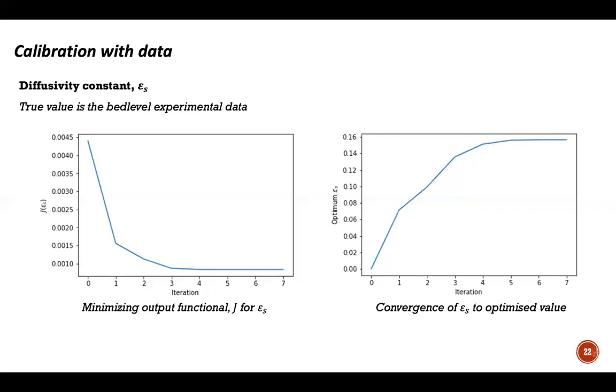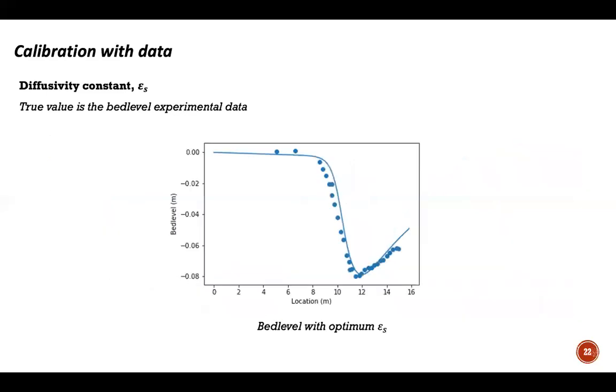So that seems physically sensible, and it seems like our algorithm is doing the right thing. If we use that value of 0.16, this is what the comparison between the experimental data and the bed level looks like. It's done a pretty reasonably good job. Where it's not done so well is this bit here, where I have several theories for this.